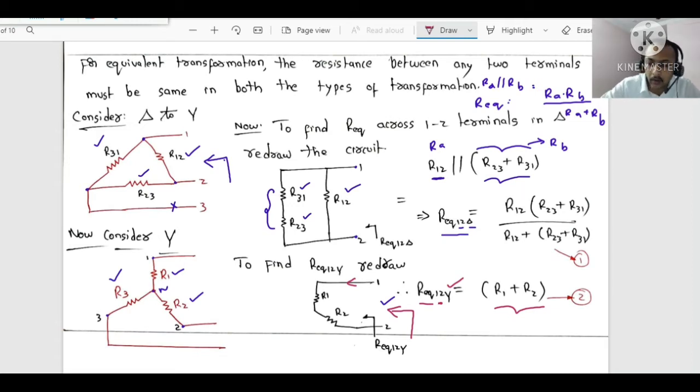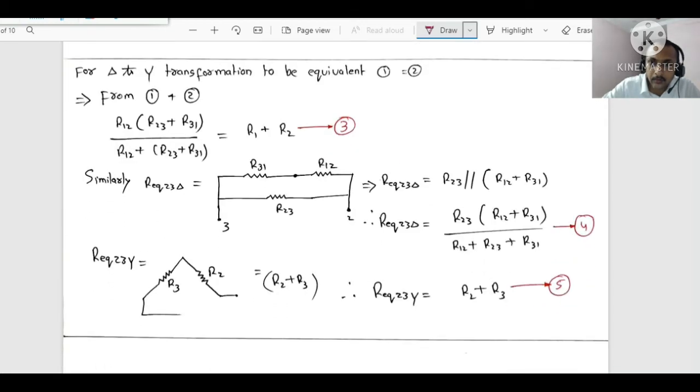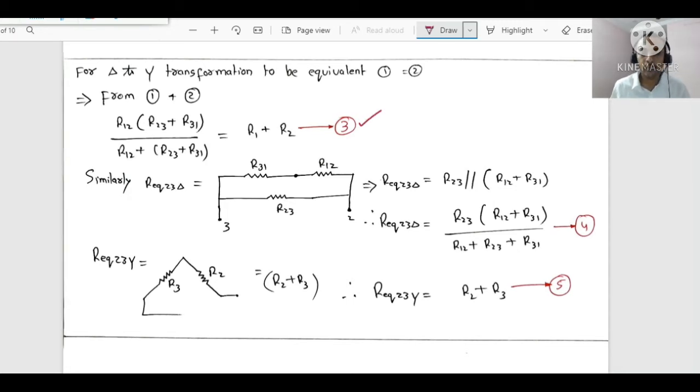The two must be equal. That is what we have done here. For delta to star transformation to be equivalent, the two must be equal. Equate them, and let me take it as the second equation.